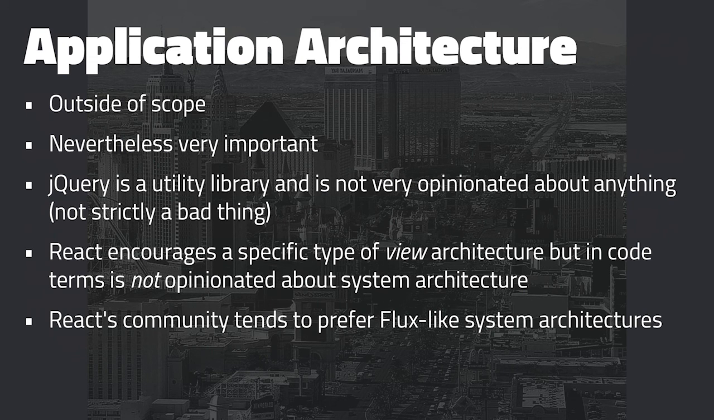Now, larger application architecture is a bit outside of scope, so I'm just going to touch on it as we wrap up here. It is very important, because the problem that led to jQuery soup wasn't jQuery itself, it was lack of architecture. That came about because jQuery is a utility library, and it's not opinionated about anything, which is not strictly a bad thing. It's just the nature of a utility library.